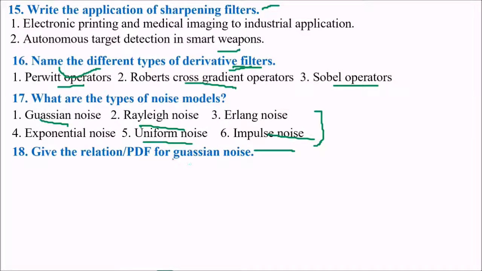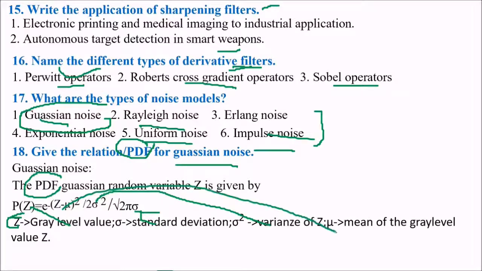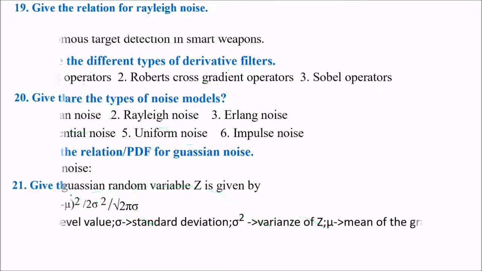Give the relation for Gaussian noise. The Gaussian noise is given by this relationship. This is the distribution. PDF is nothing but the probability distribution function. So this is the probability distribution function p(z) = e to the power minus (z minus mu) square by 2 sigma square, divided by under root 2 pi sigma, where z is the gray level value, sigma is the standard deviation, sigma square is the variance, and mu is the mean. All these are there for Gaussian noise.